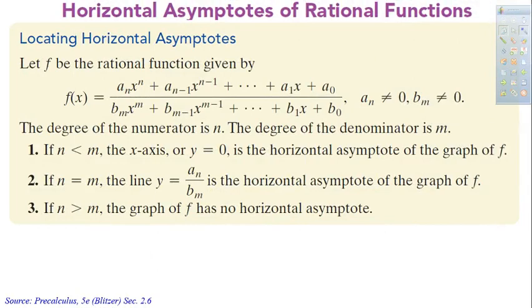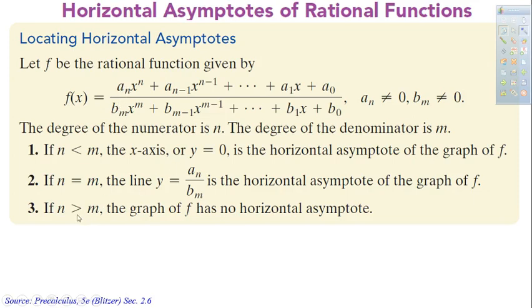So as a general summary, let's take a look at what we said here. If you have a rational function in standard form, polynomial on top, polynomial at the bottom, if the degree of the top is less than the degree of the bottom, then the line y equals 0, which is the x-axis, is your horizontal asymptote. If the degrees are the same, then the horizontal asymptote is y equal to the quotient of the leading coefficients, top leading coefficient divided by bottom leading coefficient.